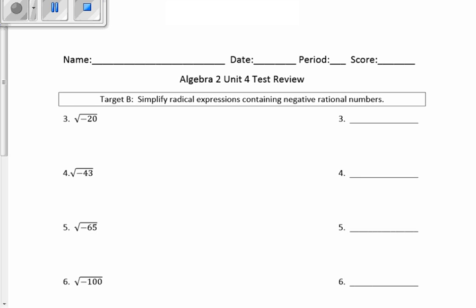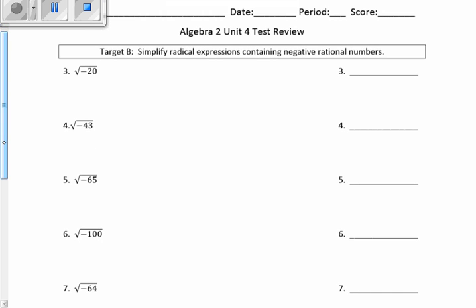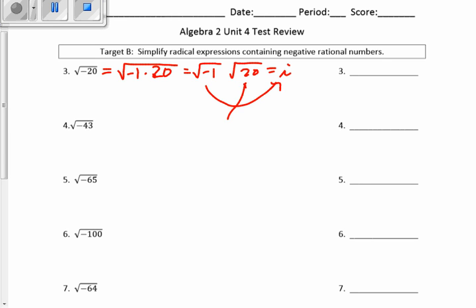4b, we have to simplify each one of these. Think about square root of negative 20. Inside you have negative 20, which is negative 1 times 20. Square root of negative 1 is i, so that's going to come out as i. And then 20, we can break that down into prime factor trees.